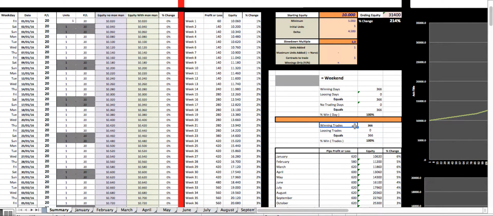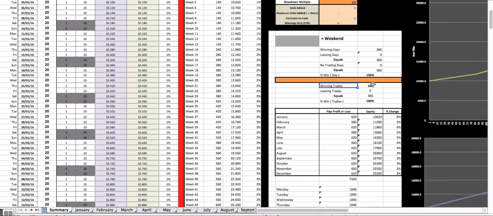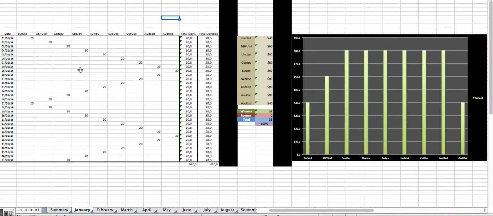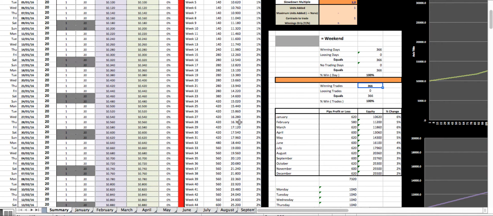Below that we have winning trades and losing trades. So it's no longer a matter of winning days and losing days. We break it down into trades here below. Same concept, because we have 20 pips in every column. We have 366 winning trades. That's basically equal to, if I quickly show you, 1 win per day here, as you can see. We'll go over this back end in a minute. We have the same losing trades and equals, and we have the win percentage in trades. So we have it both by days and by trades.